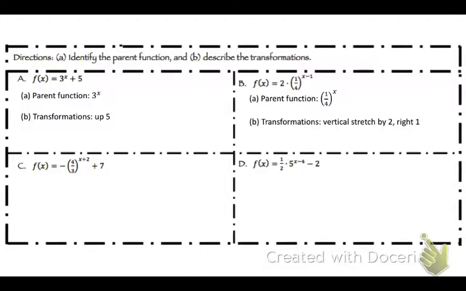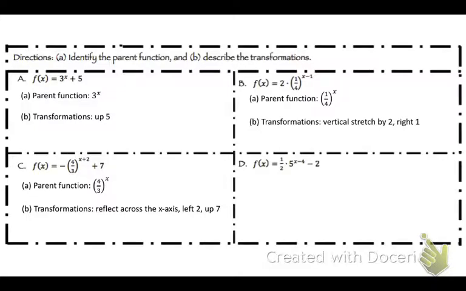Now for c, the parent function there is 4/3 to the x power. Then let's just work left to right to do our transformations. So that negative sign reflects it across the x-axis. That plus 2 is up in the exponent, so it's opposite of what we think. Plus 2, you'd think it moves right, but it actually moves it left 2. And then plus 7 at the end will move it up 7.